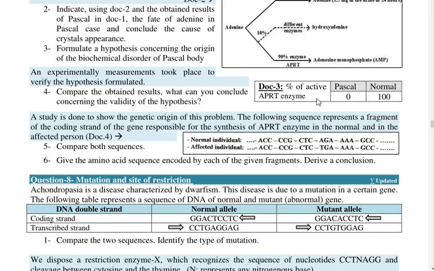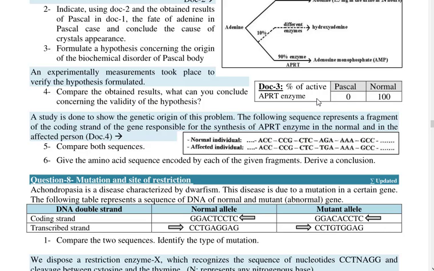Okay? So here we are checking that the gene in the body of this person is not working. Now you make sure that this gene is not working in Pascal, because the percentage of activity in Pascal is 0. The percentage of activity in normal people is how much? 100. Okay.